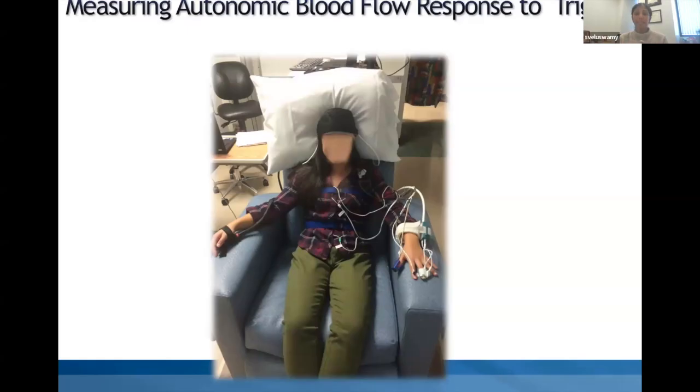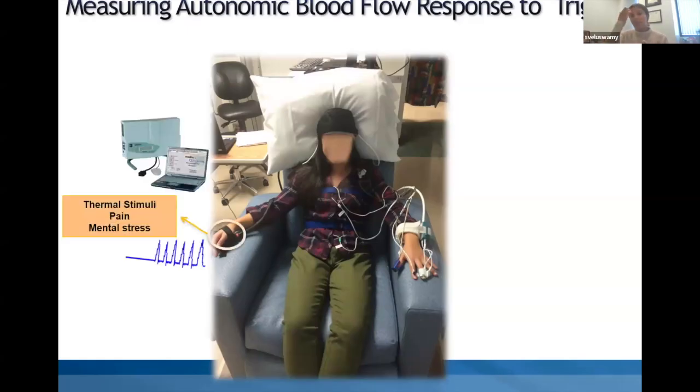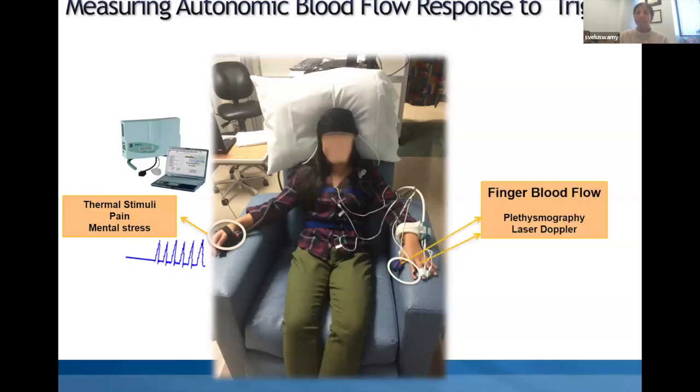We would bring them into the lab, and then expose them to stimuli that we know can typically be associated with pain crises. So short bursts of stimuli. Some of them were actual thermal stimuli, exposing to hot and cold temperatures, some pulses of pain, and also mentally stressful challenges. We were exposing them to these tasks, and then studying the microvascular blood flow, the blood flow in the capillaries, and we were measuring it on the finger on the other side of the body, on the contralateral side. So we're measuring more global changes in the microvascular blood flow.